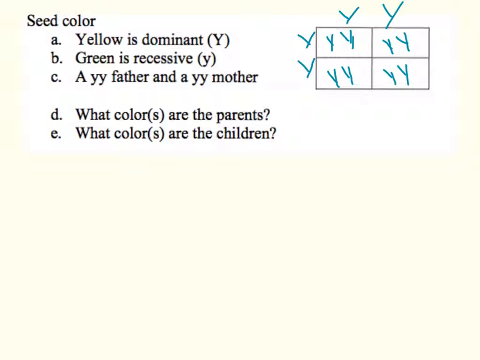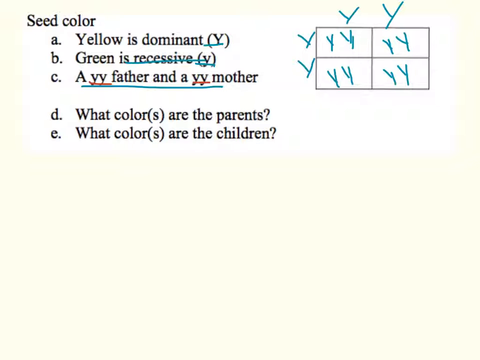Okay, so this next problem, or Punnett square, that I had to fill out was basically like the first one, but lowercase or recessive. So first, as you can see, yellow is dominant, and that's the capital Y. And green is recessive, and that's the lowercase y. So first I read C, and it says a father is double lowercase y, and the mother is also double lowercase y.